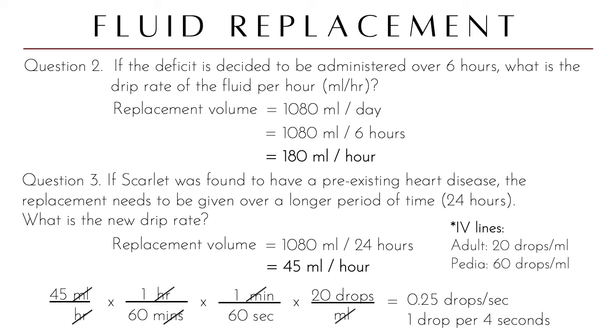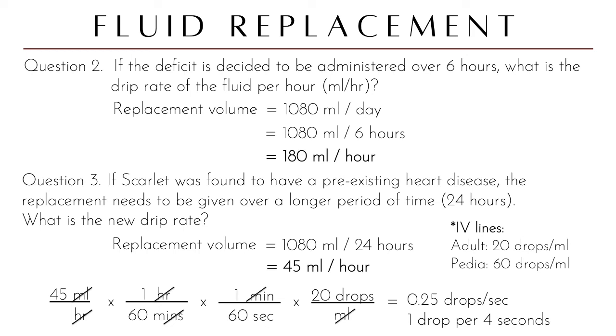That can be rewritten as 1 drop per 4 seconds. So in the clinical setting, when you are administering these fluids, right? I think I messed up by not showing you what a fluid line looks like. I was actually thinking you know already what it looks like. But you have this knob wherein you can dictate how fast the drops would go and how slow.